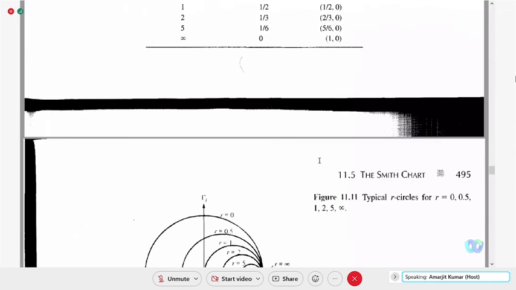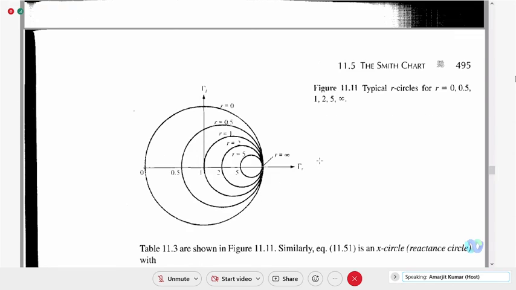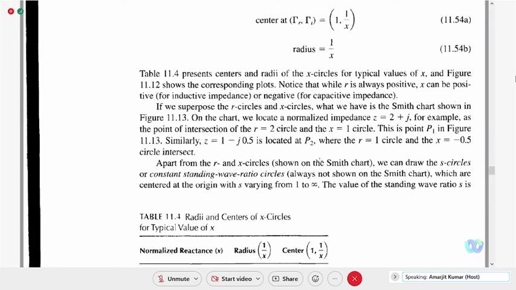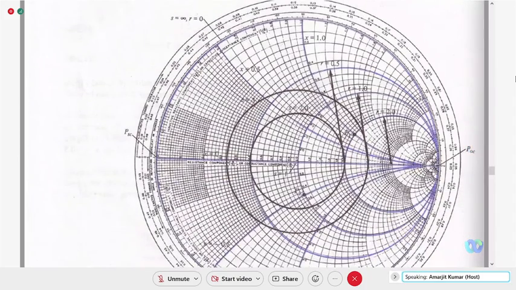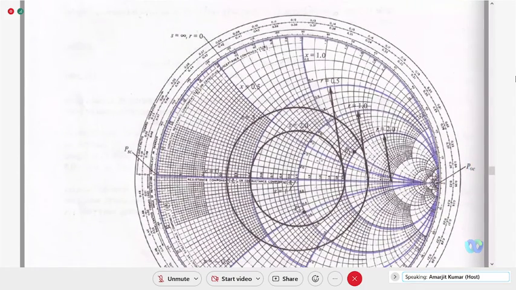So now if we superpose the resistance circles and the reactance circles on the unit circle, what will happen then? That will be your Smith chart. Here you have superposed. These are the resistance circles, you can see, and these are the reactance circles.